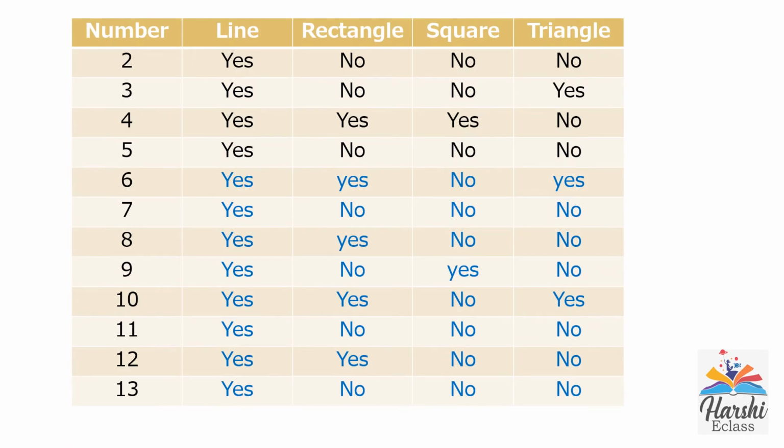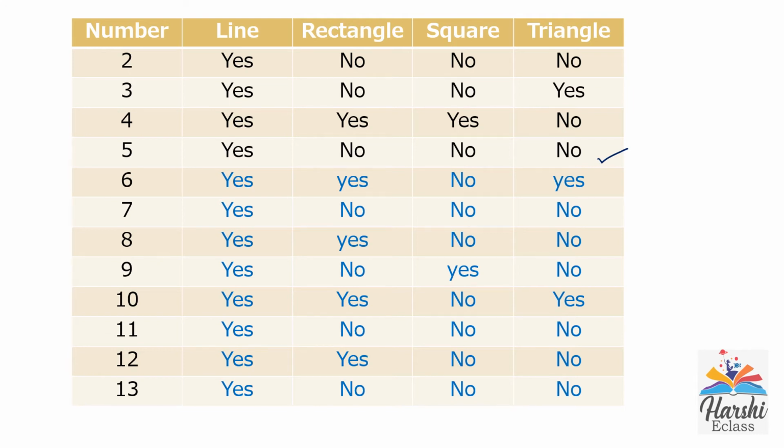Next, complete the given table which is given in NCERT textbook page number 42. The given numbers are from 2 to 13. In that, up to 5 already solved in the textbook. Next numbers 6. We know that every number can be arranged in the form of a line. So yes, for all these numbers in the line column.